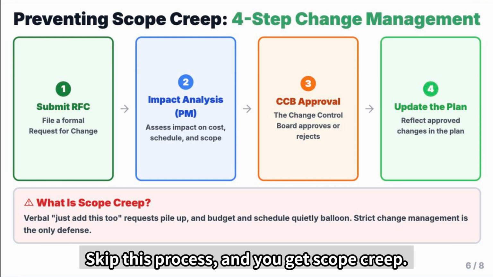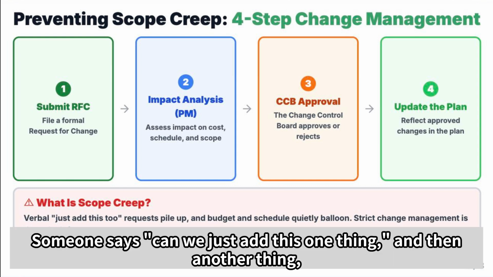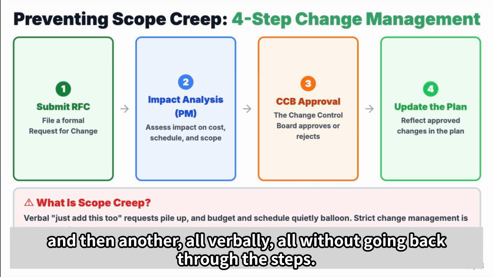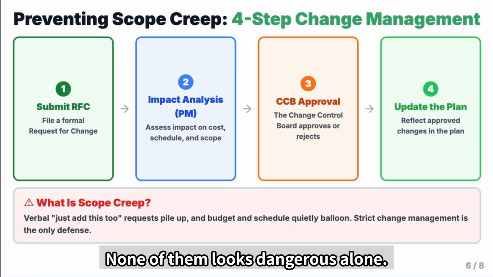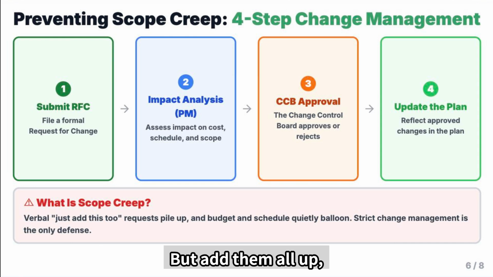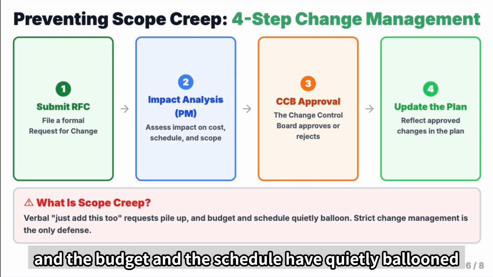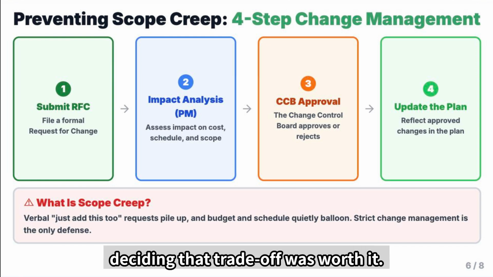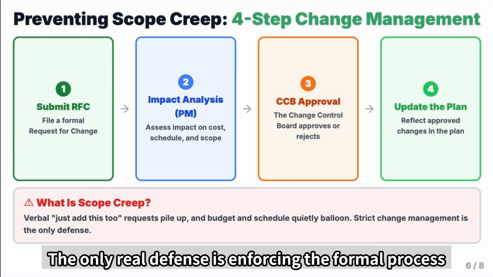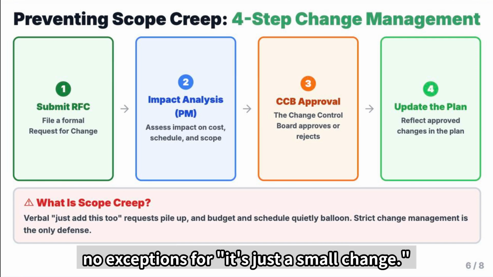Skip this process, and you get scope creep. Someone says, "Can we just add this one thing, and then another thing, and then another," all verbally, all without going back through the steps? None of them looks dangerous alone. But add them all up, and the budget and the schedule have quietly ballooned without anyone officially deciding that trade-off was worth it. The only real defense is enforcing the formal process every single time. No exceptions for "it's just a small change."